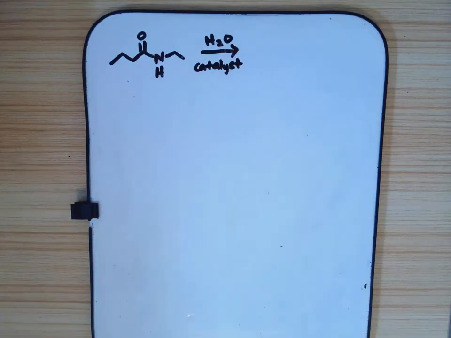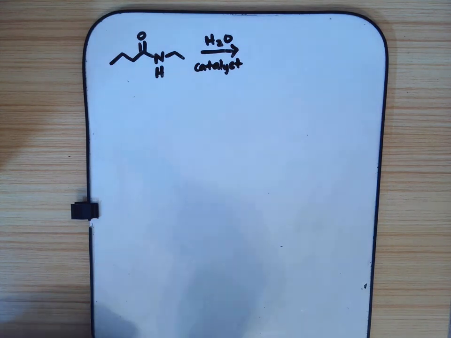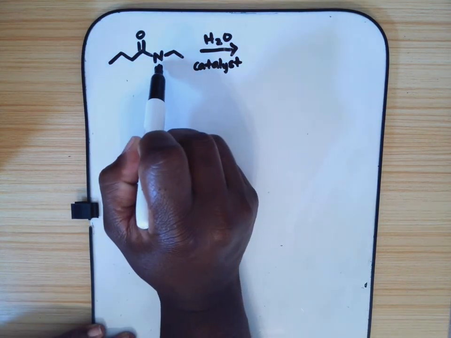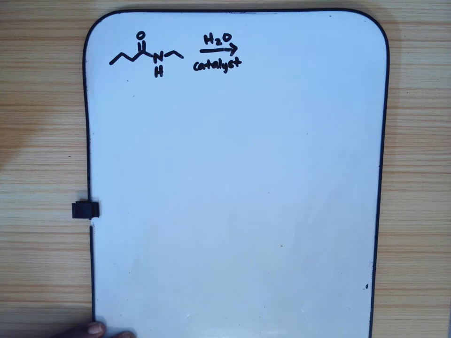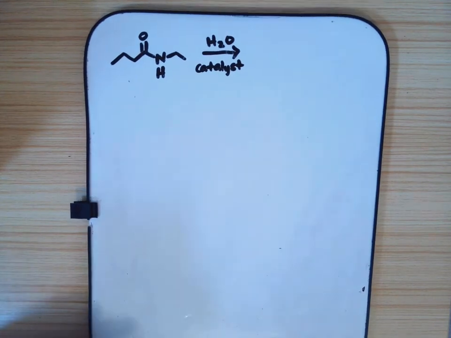In this video, I'll go through the process of predicting the product of the hydrolysis of an amide. Recall, amides are organic compounds that have a nitrogen directly bonded to the carbon of a carbonyl. Hydrolysis reactions involve an organic compound being broken down into two or more smaller organic compounds. During the hydrolysis reaction, water is added and the compound splits to give two separate compounds.